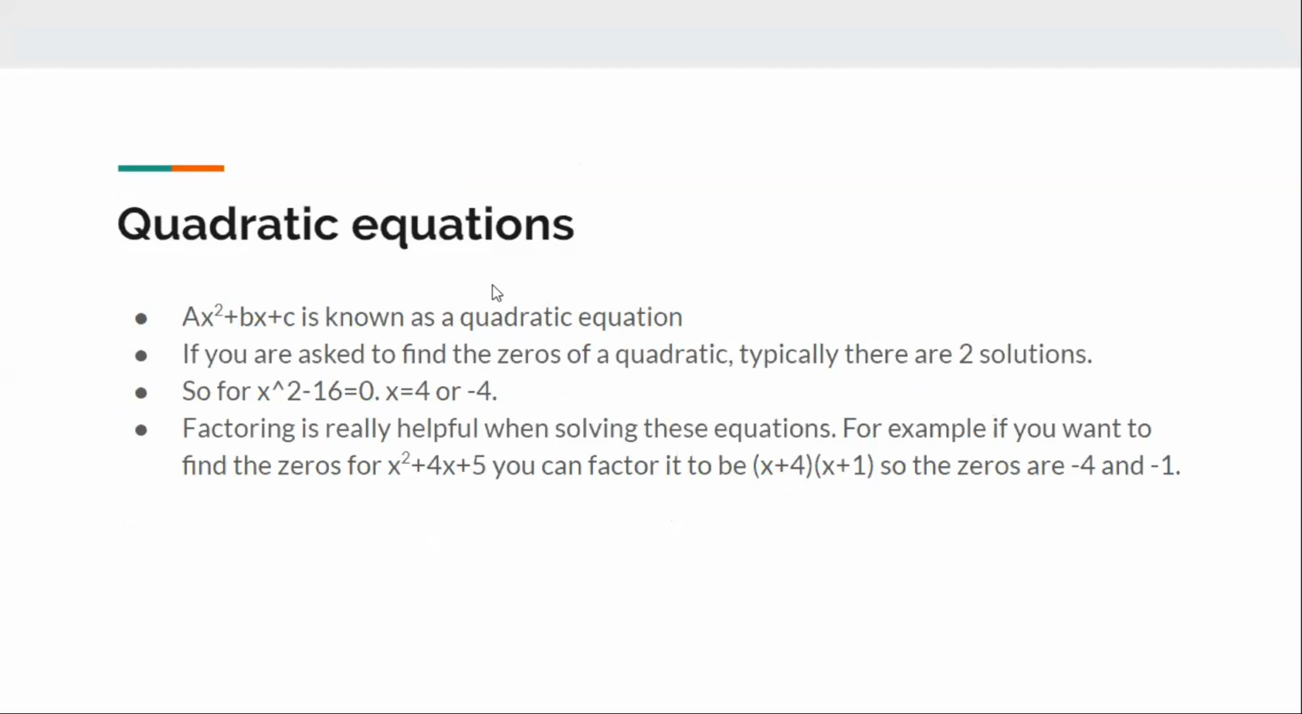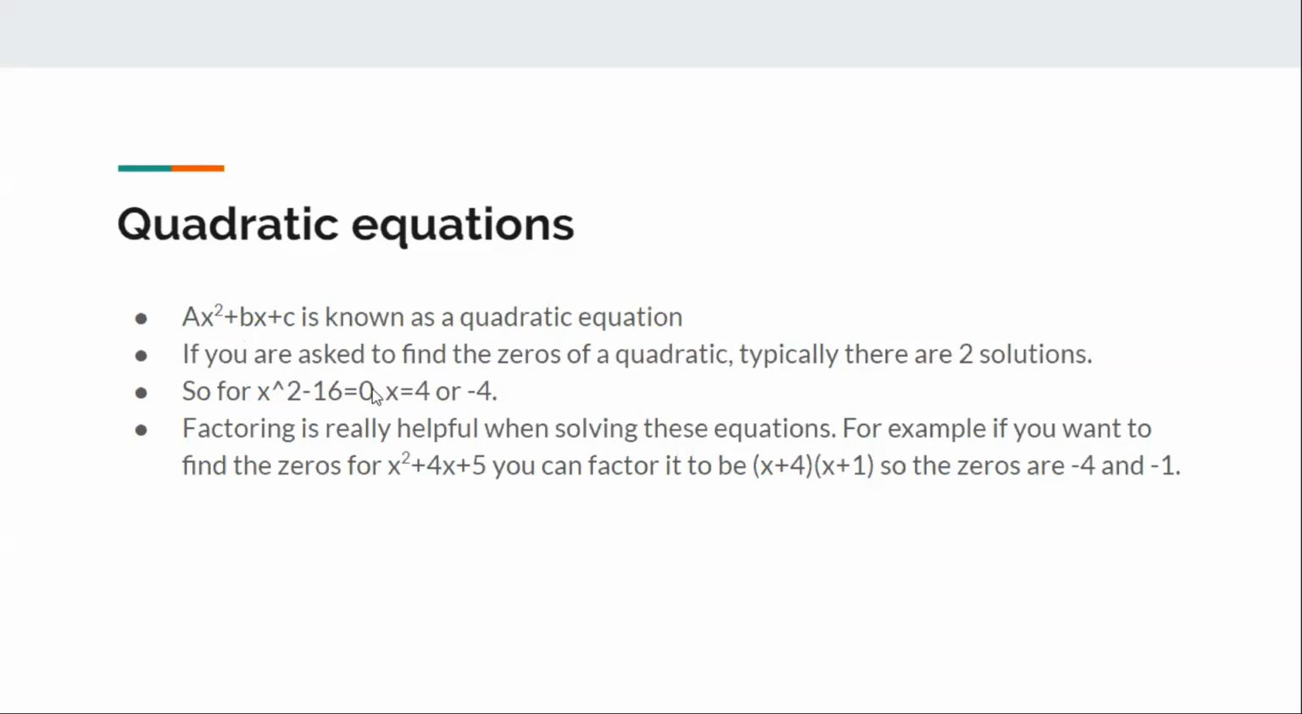Okay, quadratic equations. If you see an equation in the form ax squared plus bx plus c, this is known as a quadratic equation. If you're asked to solve and to find the zeros of a quadratic, typically there are two solutions, but not always. Like if you have the equation x squared minus 16 is equal to 0, and you're asked to find the solutions, you ask what value of x makes x squared equal to 16? Our two cases are x is equal to 4 or x is equal to -4.